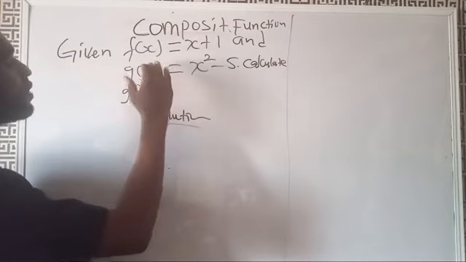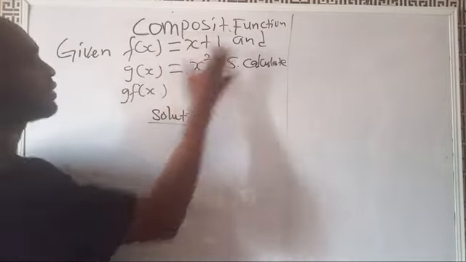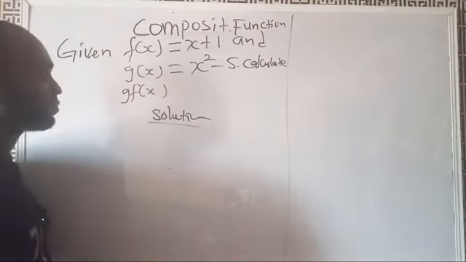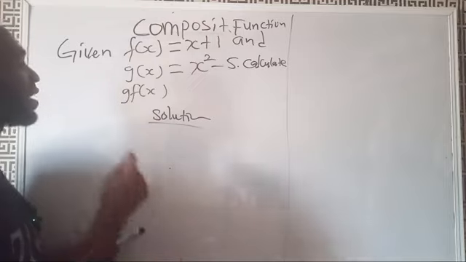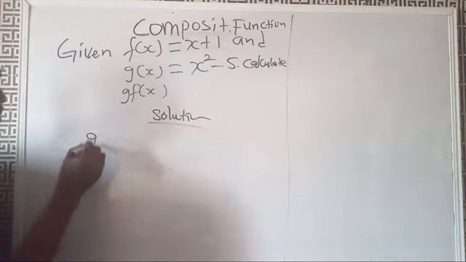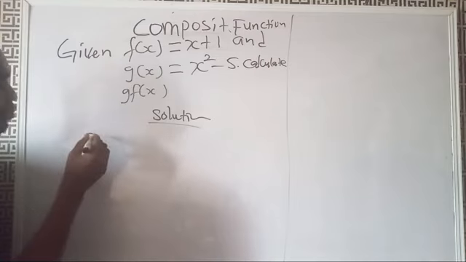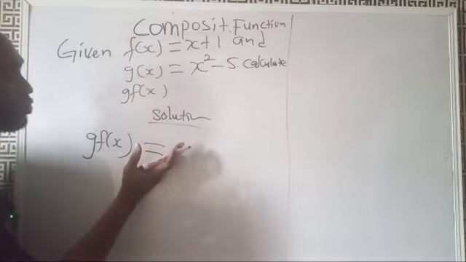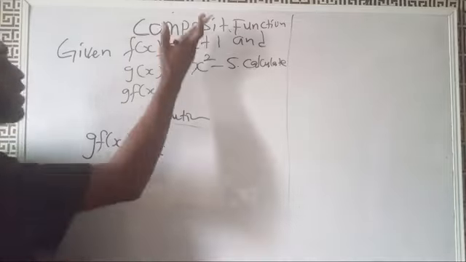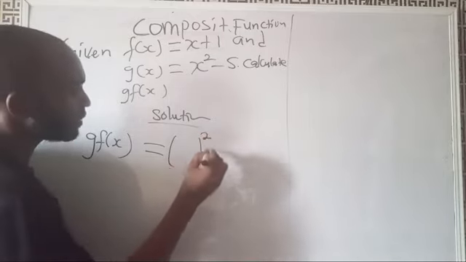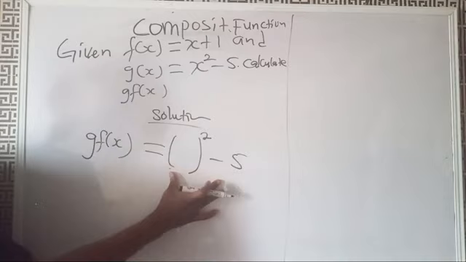We have a function here, f of x is equal to x plus 1 and g of x is equal to x squared minus 5. So the question says you find g of f of x. So now f of x is inside of g of x. Since we want to find g of f of x, we'll first write the function for g of x. To write g of x, just open a parenthesis, square it, minus 5. All right, this is g of x.